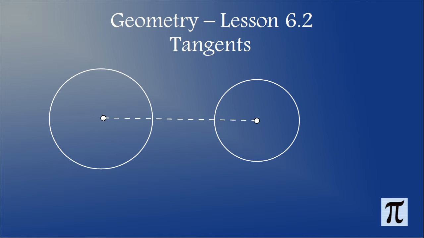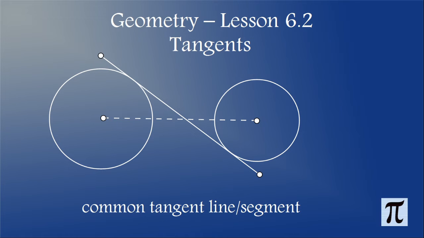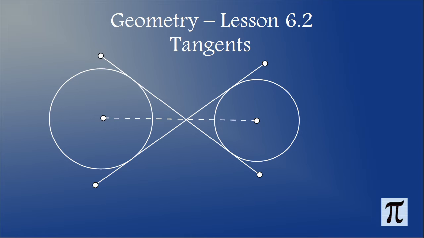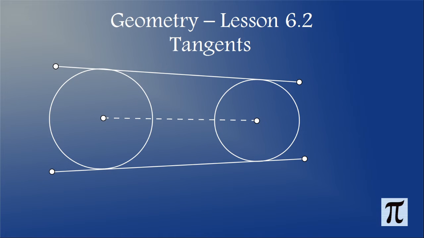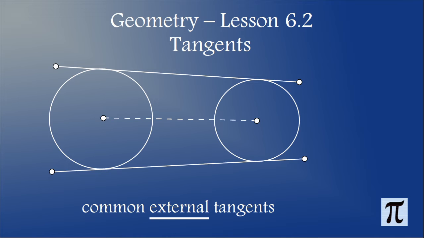Next, let's take a look at two circles, and I've kind of connected their two centers with this dashed line. We'll create a tangent segment that touches both circles. This is what we call a common tangent line or segment, depending on what you have. It's common between the two circles. And let's draw another one. These are what we call common internal tangents. These are internal because they intersect the dashed line between the two centers. If we were to draw tangent segments that do not intersect that dashed line, kind of on the outsides of the circles, these would be external tangents.